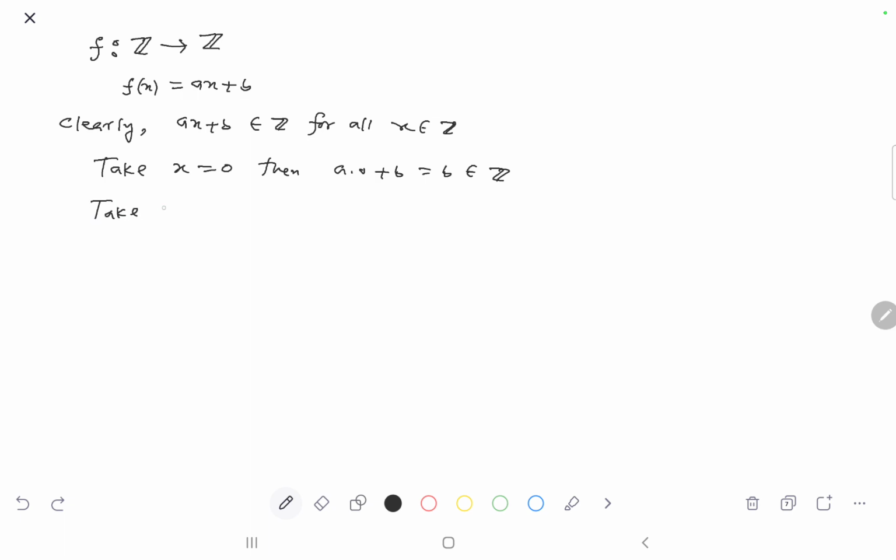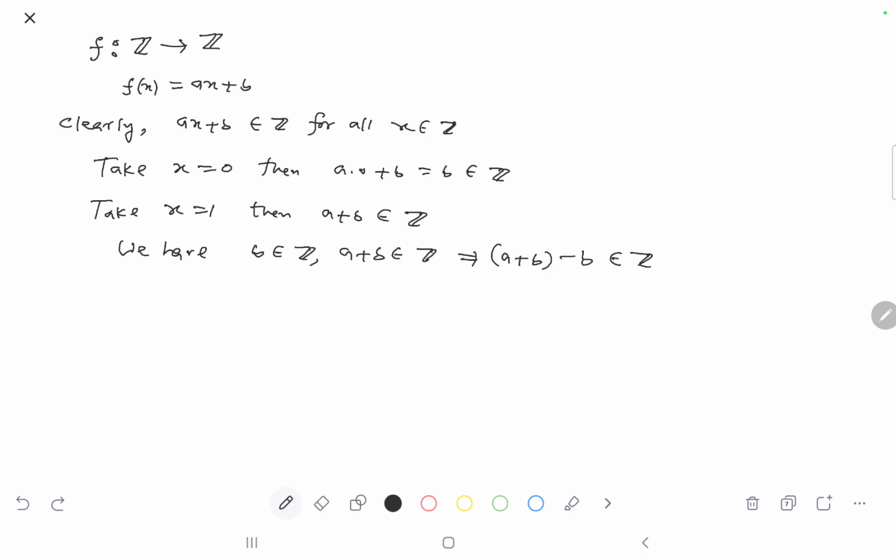Now take x equal to 1. Then what we get? a plus b is an integer, right? Okay. Now what we have? We have b an integer, a plus b an integer. So this implies what? a plus b minus b is also an integer. Why? Because the difference of two integers is an integer. So we get a is also an integer. So if this is a map from Z to Z, a and b must be integers, right? So let me tell you the condition first, then I explain. The condition will be, this is bijective if and only if.